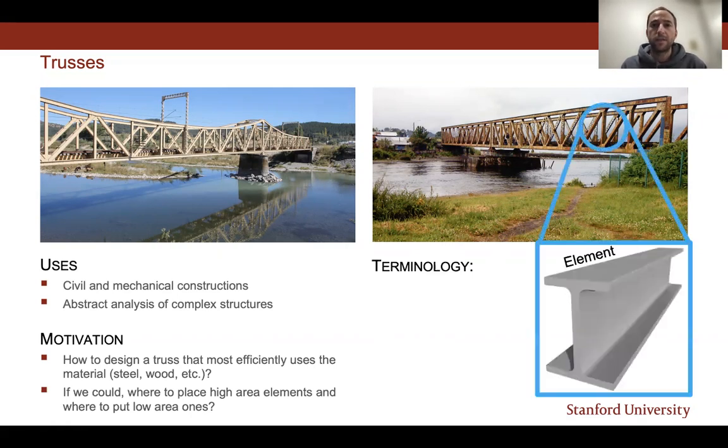This is an element. It's a bar that connects two nodes. And this is the cross-section area of the element. The higher the cross-section area, the stiffer the element.